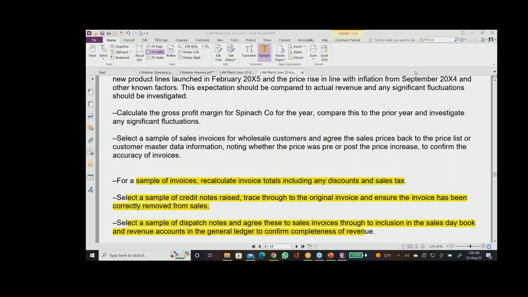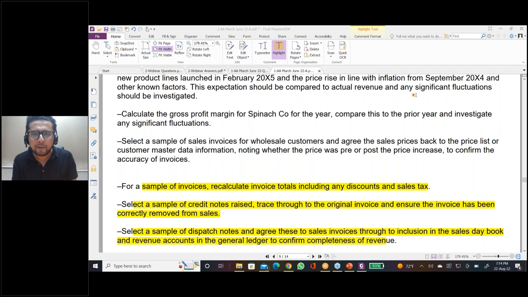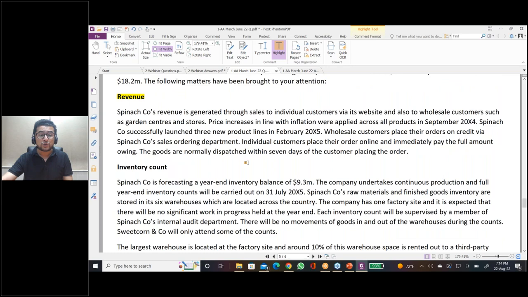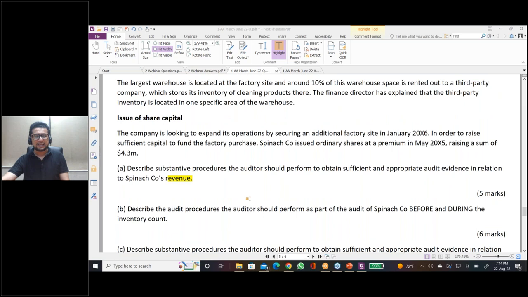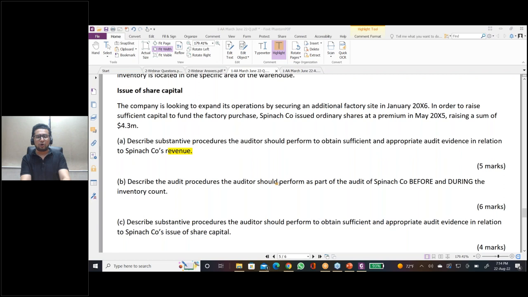Okay, guys, now it's time to finish off this paper called March-June 2022. We have already covered part A, which was about revenue, the profit or loss account item. Let's go to parts B and C. Part B says, describe the audit procedures the auditor should perform as part of the audit of the Spinach company before and during the inventory count. So what procedures or actions are you going to take before the inventory count?